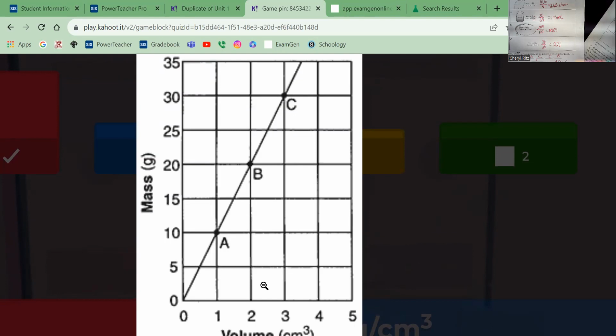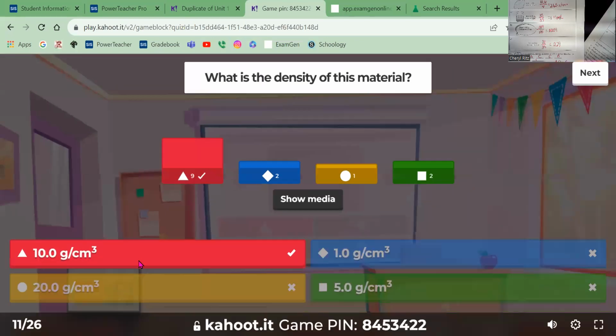So you can use this graph to say, okay, pick a mass, any mass. I'm going to go with this 20 right here because it's nice in the middle. When this object has a mass of 20, when you hit the line and read down, it tells you it has a volume of 2. So mass of 20, a volume of 2, divide those, and 20 divided by 2 is 10. You could have done it here, 30 divided by 3, or 10 divided by 1. Either way, you would have got the red answer, which is 10.